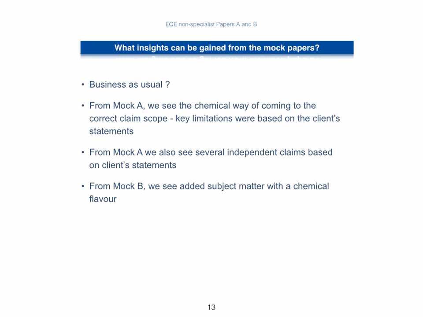From mock A, we see the chemical way of coming to the correct claim scope. Key limitations were based on the client's statements, which were mainly for advantages or effects. Also from mock A, we see there are several independent claims based upon client statements, which was usual in chemistry and different from a typical mechanical paper with only one main independent claim. You can expect in the new paper to draft one or several independent claims, so you have to be prepared for both possibilities depending upon the presented invention. Lastly, from mock B, we see that added subject matter with a chemical flavor was presented, which perhaps we can expect for the upcoming real exams in the new format.